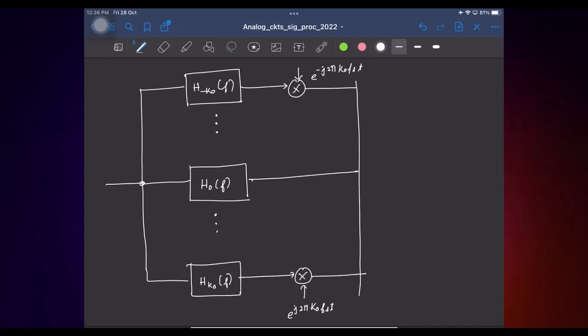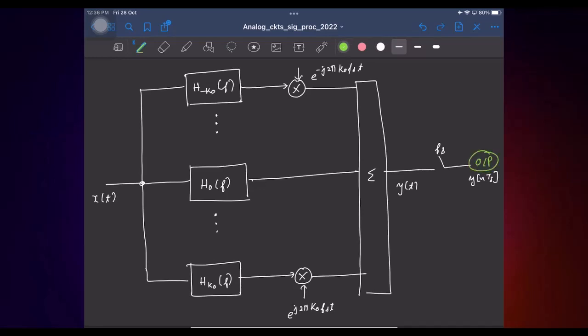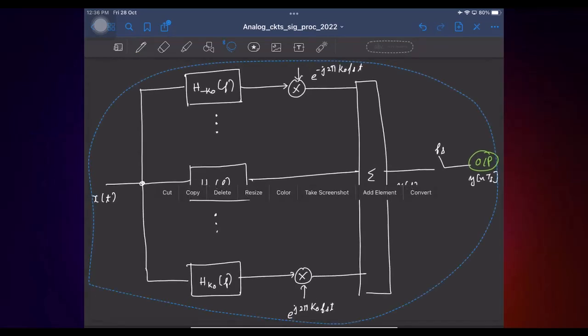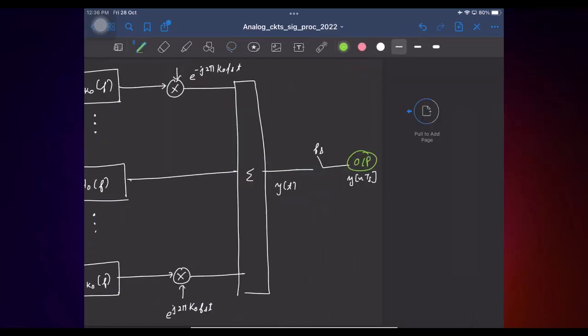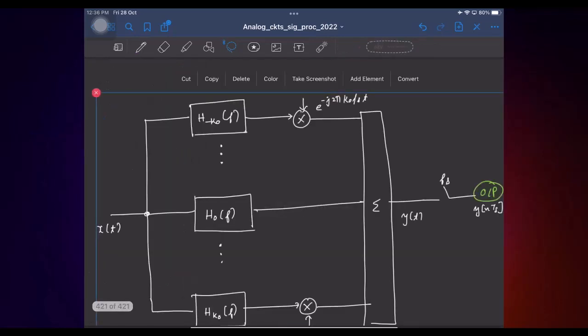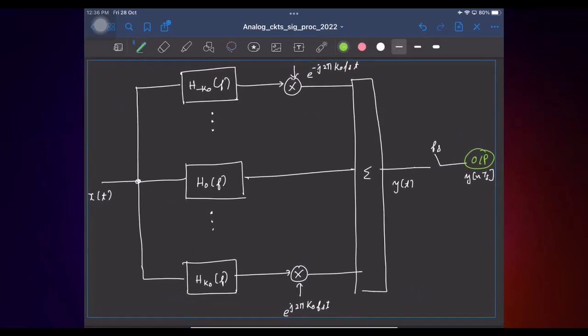And everything is summed up. Okay, so let's say this is x of t, this is y of t, but now we are only interested in looking at the samples of the output signal y of t. Okay, so let me remind you, this is the output. Right? So what can we do to simplify this? Let me copy paste. Can you suggest some way in which I can simplify this block diagram?